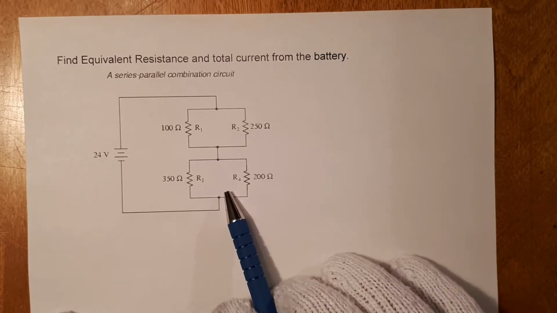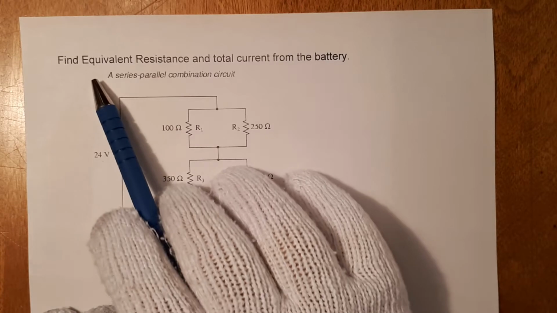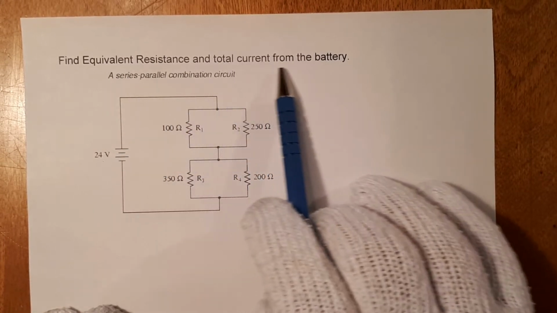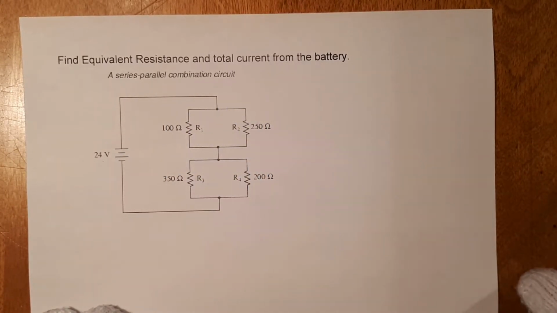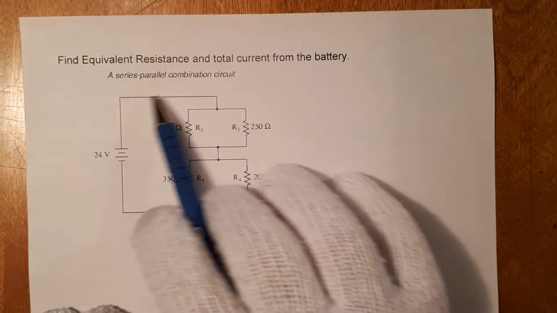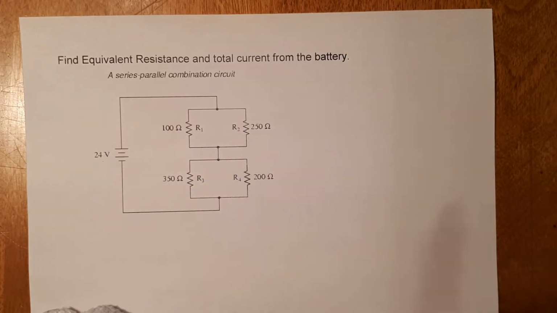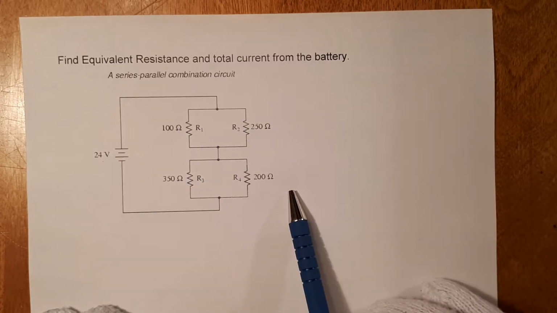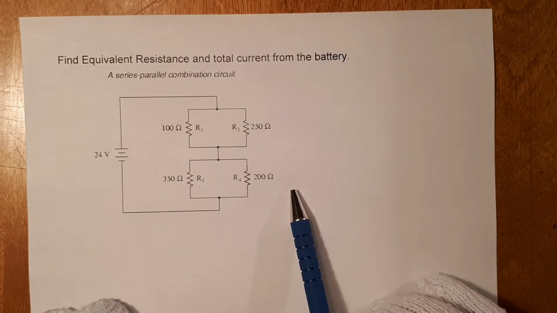Let's have a look at this electric circuit. It says here to find the equivalent resistance and the total current. First thing we do is take an overall view of the circuit itself, see what resistors are in parallel and which ones are in series.